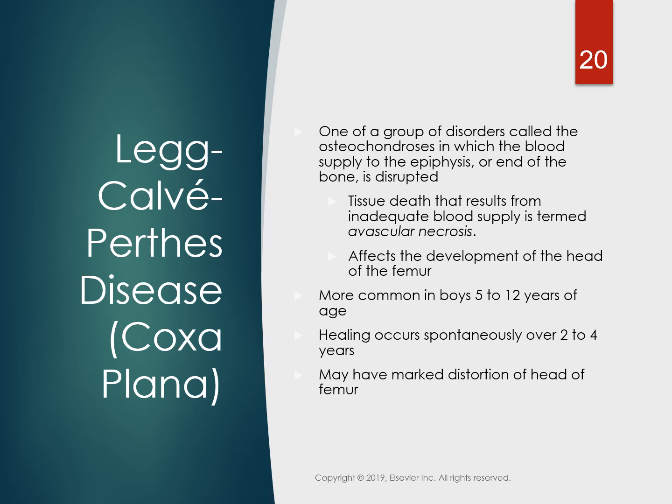Legg-Calvé-Perthes disease is one of a group of disorders called the osteochondroses, in which the blood supply to the epiphysis or end of the bone is disrupted. This disease is seen most commonly in boys between 5 and 12 years of age. Symptoms include thigh and knee pain, a painless limp, and limitation of motion. X-ray films and bone scans will confirm the diagnosis.